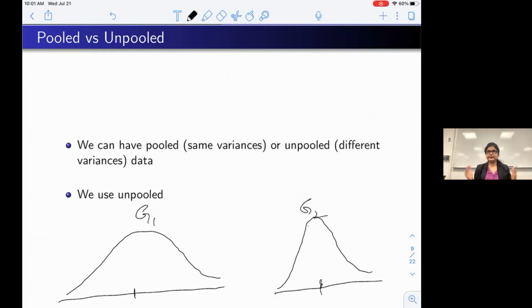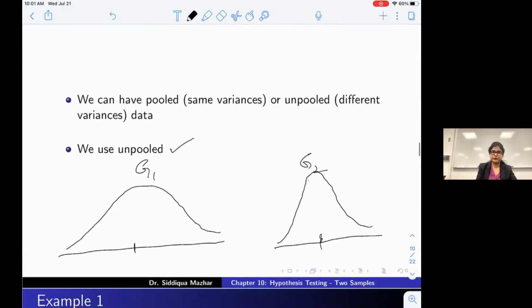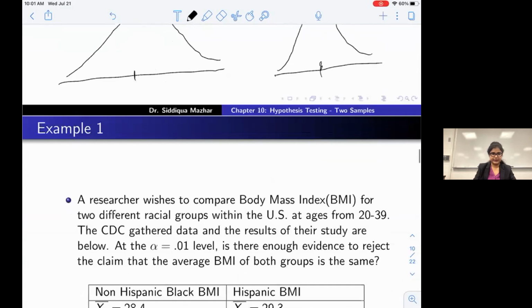So variance will not be the same. If variances are not the same for two groups, then this is unpooled data that we will be using in our experiments in chapter 10 in your calculator. We are not going to use pooled data. Pooled data is used when the standard deviations or the variances are the same for the two groups. So we will be using unpooled data throughout all of our experiments.